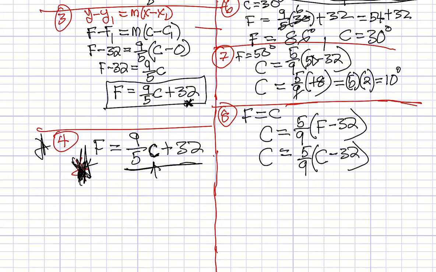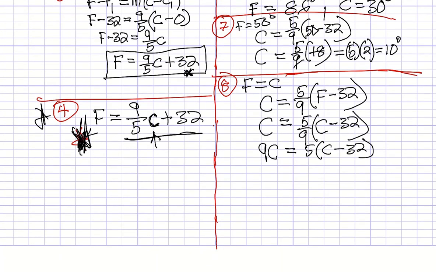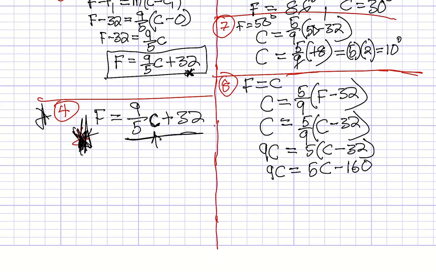Alright, so that would be 9C is equal to 5(C minus 32). You see that, right? See what I'm doing? So that would be 9C is equal to 5C minus 5 times 32, which is 160. Notice what is going on. We want to keep C positive, so we'll move this to the left: 9C minus 5C is equal to negative 160. So here it becomes 4C equals negative 160.